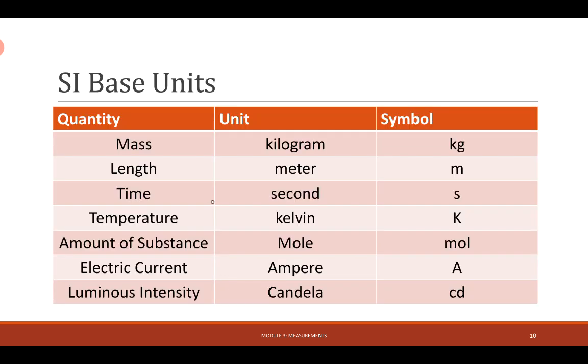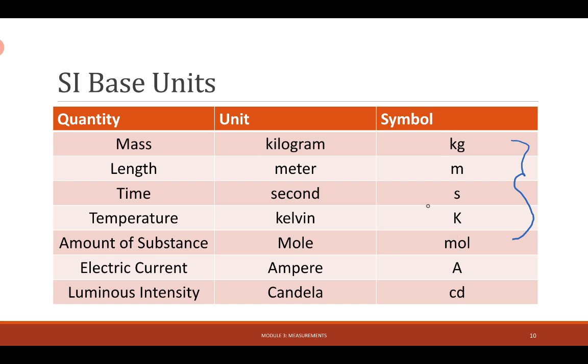The SI base units are as follows. We have the kilogram, which is a quantity of mass. We have meters for length, seconds for time, Kelvin for temperature, moles for amount of substance, amperes for electric current, and candelas for luminous intensity. We will primarily be using these first 5 SI units for everything, so become familiar with these very quickly. All other units are based on these units.